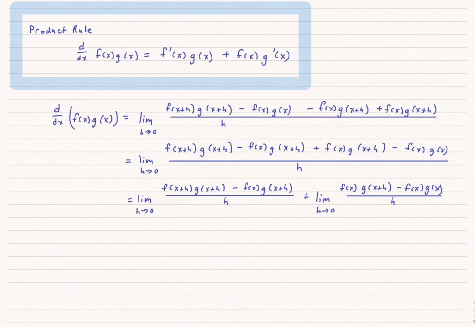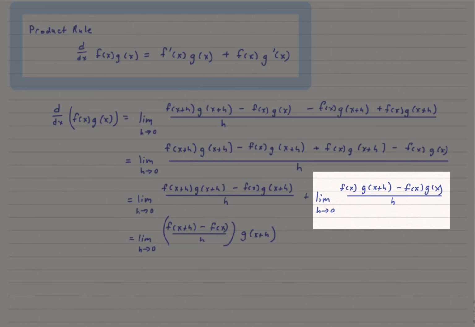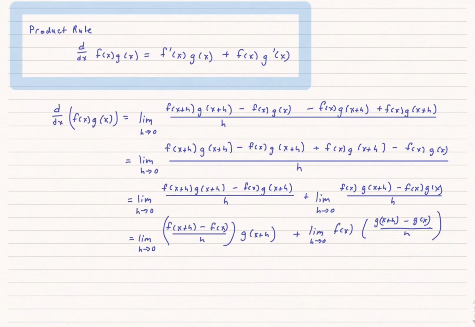And then I see in both of these numerators, I can pull something out. In my first term, I can pull out that g of x plus h. And with the second term, I can pull out an f of x. If I let h approach 0, then this part here is simply the derivative of f of x. g of x plus h, as h goes to 0, is simply g of x. And then that f of x, as h approaches 0, is simply f of x. And the rest of this is just the derivative of g of x. And that's how I get my general product rule.